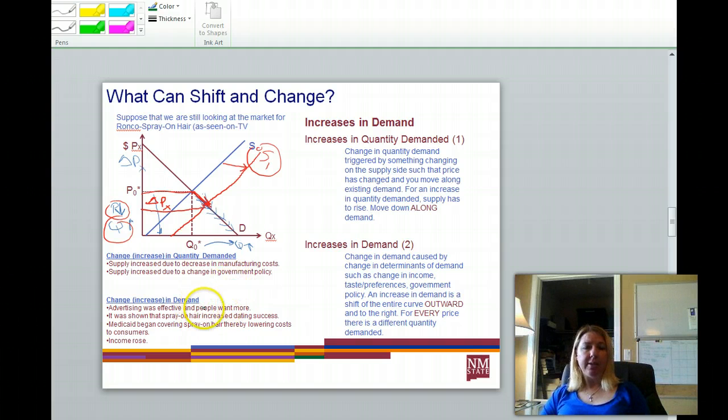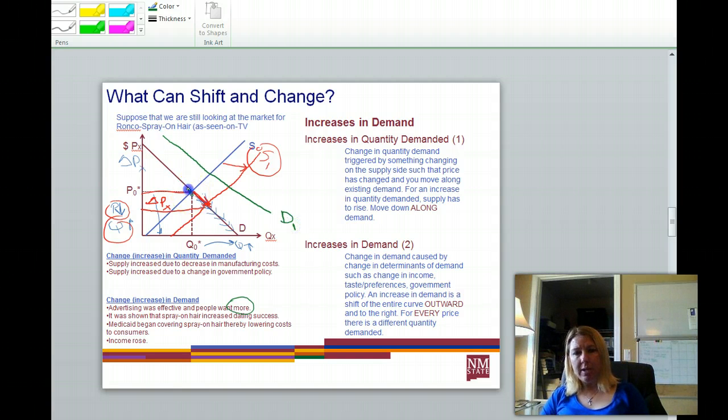So something that might cause an increase in demand is, for example, let's say the advertising happened to be really successful, and a study came out that showed that spray-on hair really increased dating success. So that would be something that would shift our demand curve out. And then let's say that Medicaid began covering spray-on hair for hair therapy, and this lowered costs to the consumers, which would be an effective rise in income, and basically makes the product cheaper. So that would cause an outward shift of the demand curve to D1.